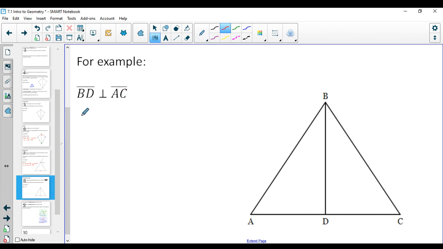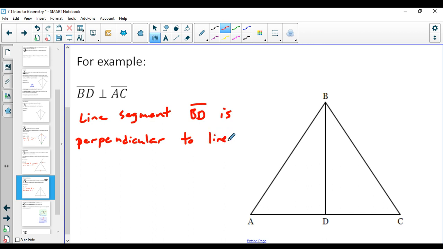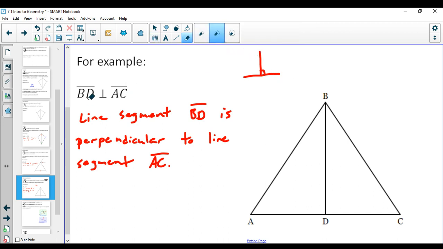And if I were to write that out, we would say line segment BD is perpendicular to line segment AC, right? And the reason we do that little symbol right there is it makes it look like we make a little right angle. So that's the reasoning why we do this symbol here.